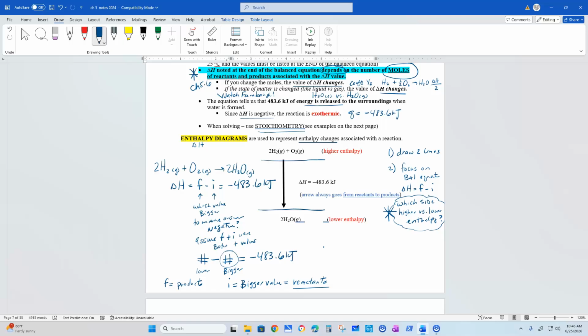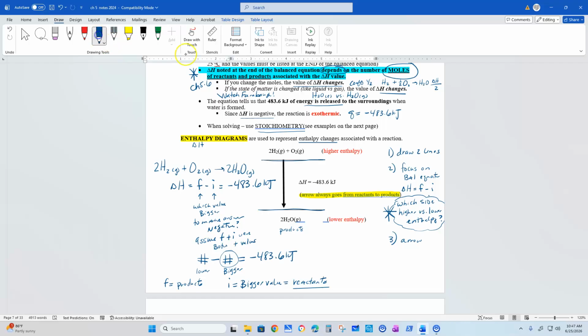So you list exactly the way the balanced equation shows: 2H2 gas plus O2 gas always goes on top. The lower enthalpy always goes on the bottom. So because my lower enthalpy was my products, I'm going to put my two products there. Seems not difficult once you figure out who is who. The next thing is the arrow. The arrow always goes reactant to product. So if my reactants were on top and my products are on the bottom, I need to make sure I draw my arrow going down.